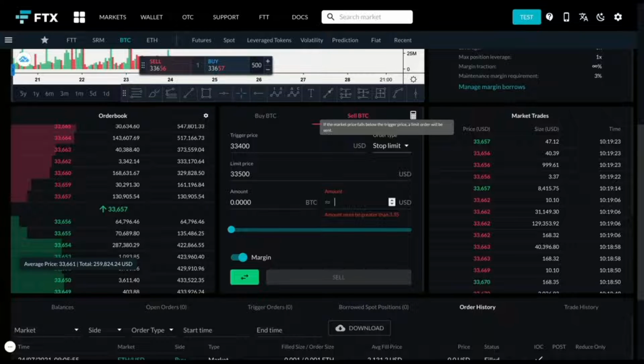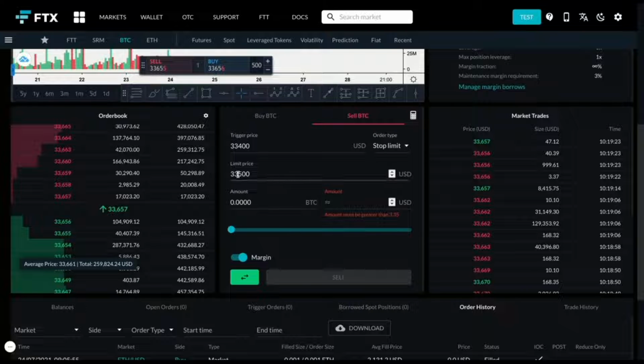But you can see here, if the market price falls below the trigger price, a limit order will be sent. Okay. Generally, you're going to set that limit order above, because if it hits this level, it's going to bounce up and then trigger the limit price, which means you can put a limit order on and basically pay less fees and add an order to the books.